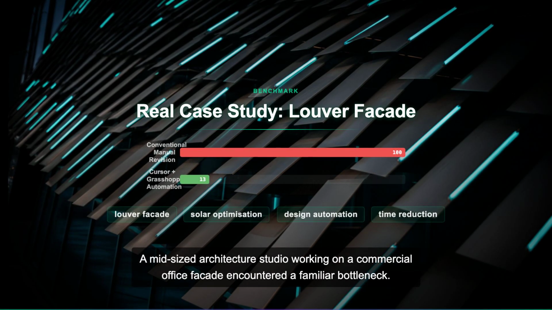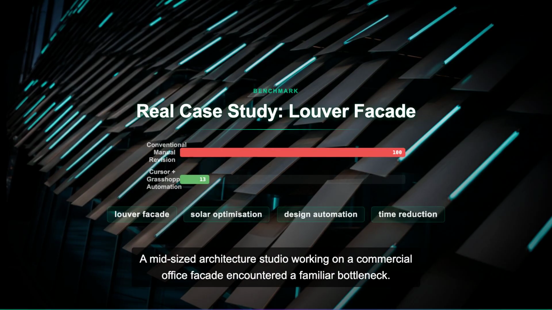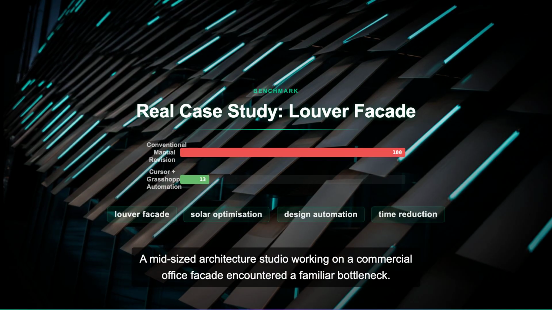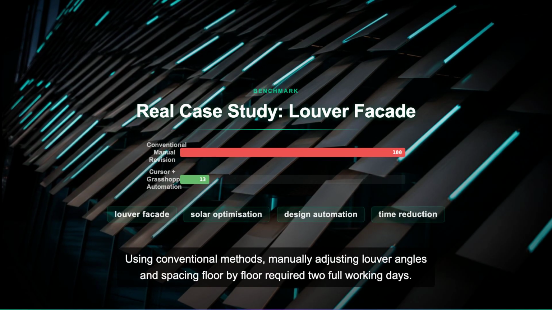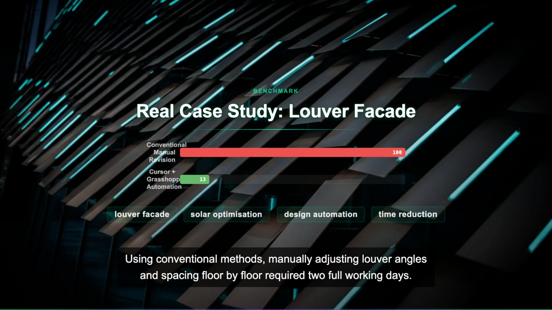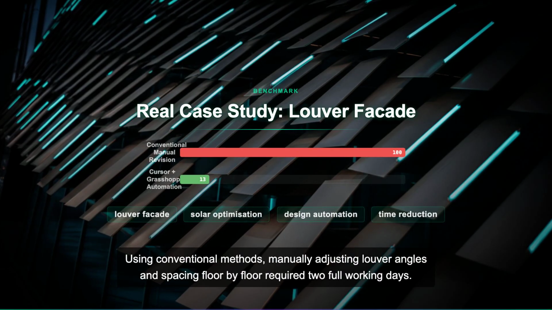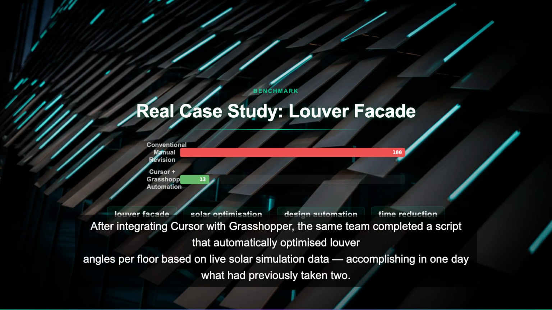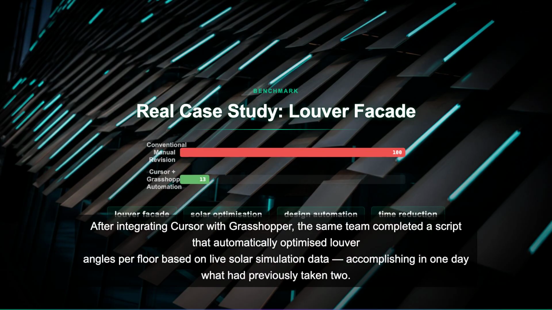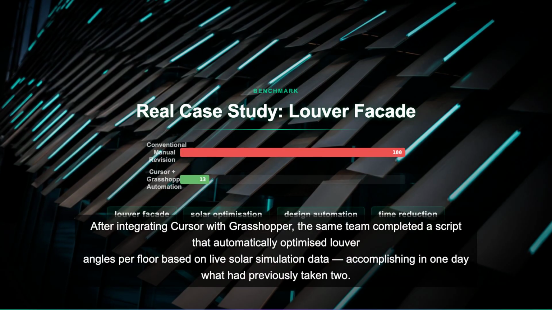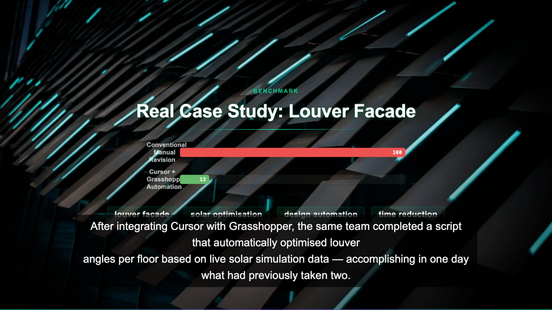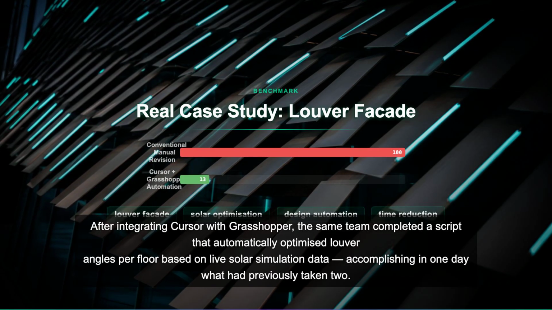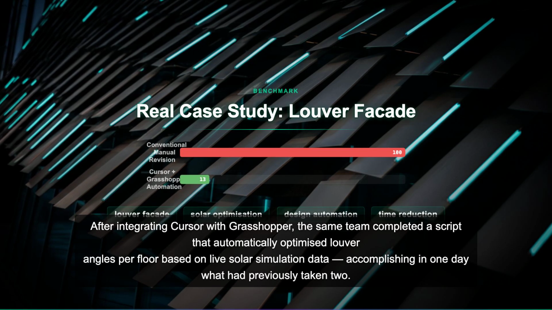A mid-sized architecture studio working on a commercial office facade encountered a familiar bottleneck. Using conventional methods, manually adjusting louver angles and spacing floor by floor required 2 full working days. After integrating Cursor with Grasshopper, the same team completed a script that automatically optimized louver angles per floor based on live solar simulation data, accomplishing in 1 day what had previously taken 2.